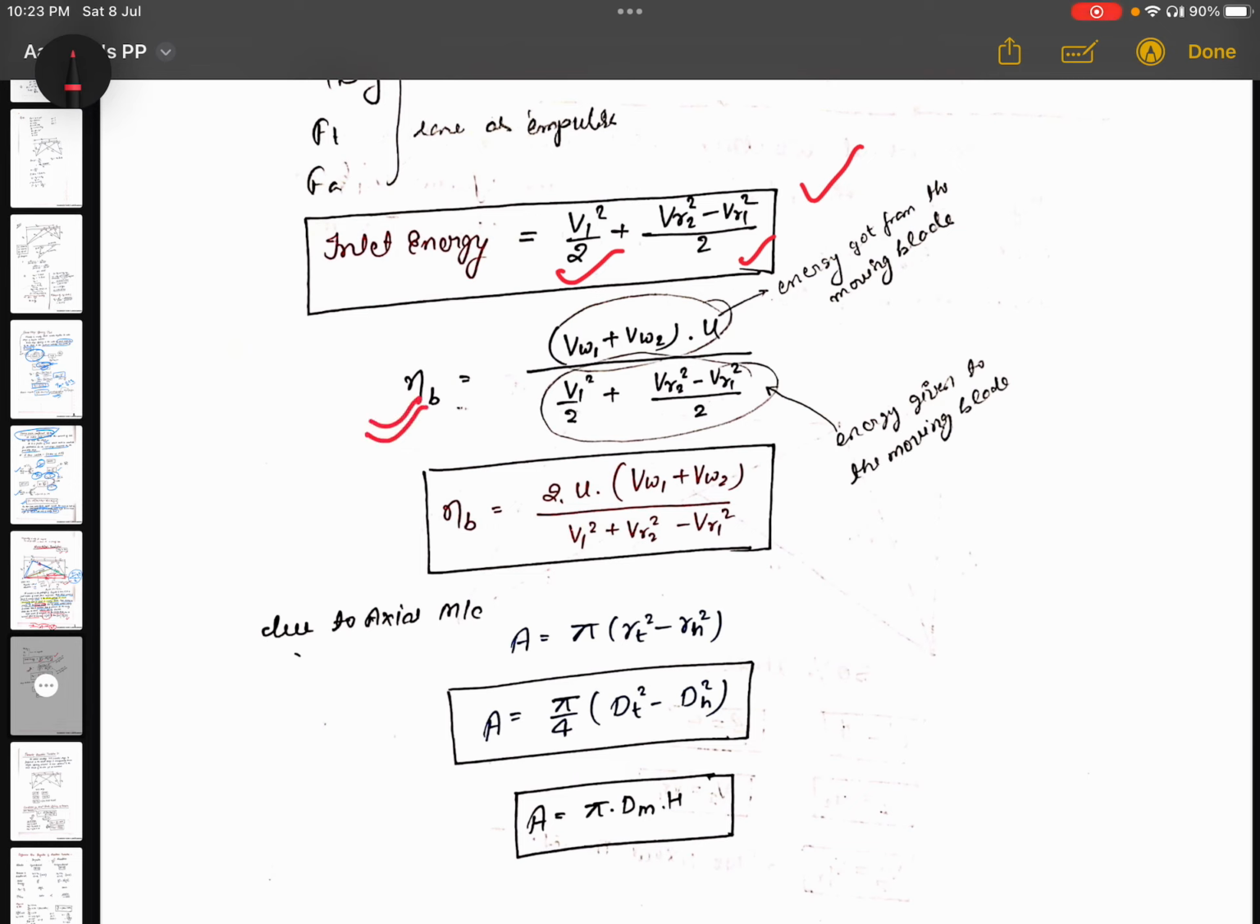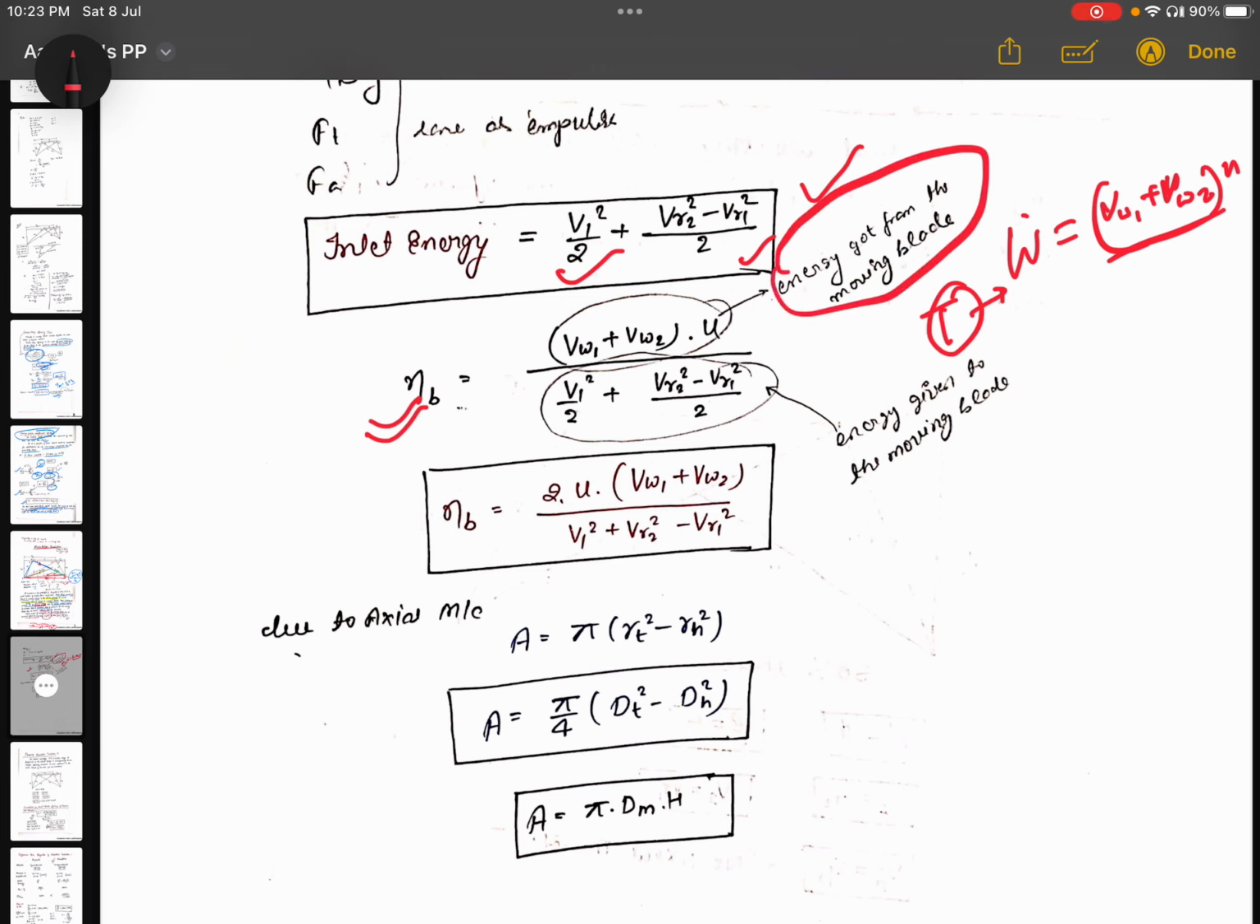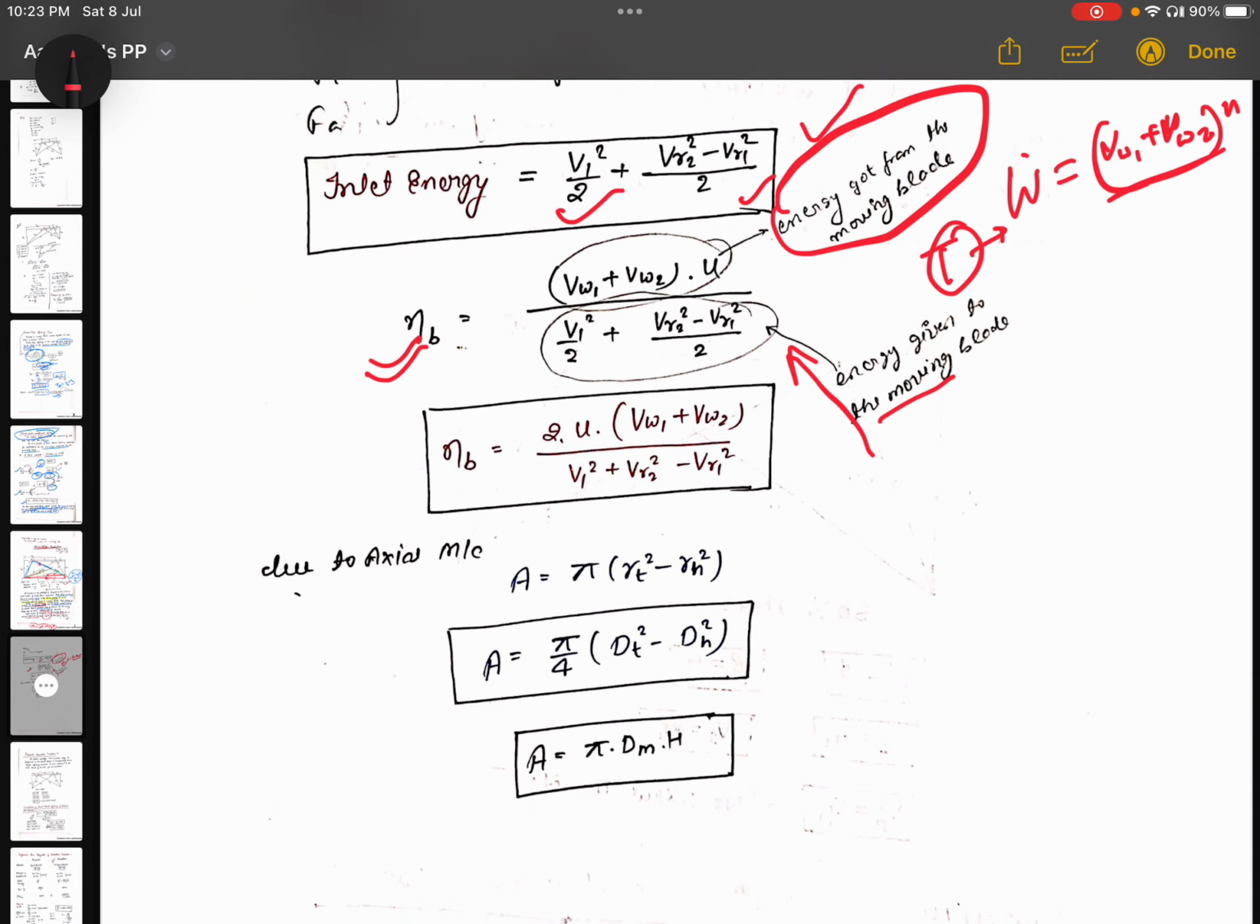In the case of the turbine, the work rate or power we are getting is (VW1 plus VW2) into U. That is the energy got from the moving blade, and this is the inlet energy given to the moving blade. Then we'll simplify that, and we are getting this blade efficiency. So this is different. This is the extra work applied on the moving blade.